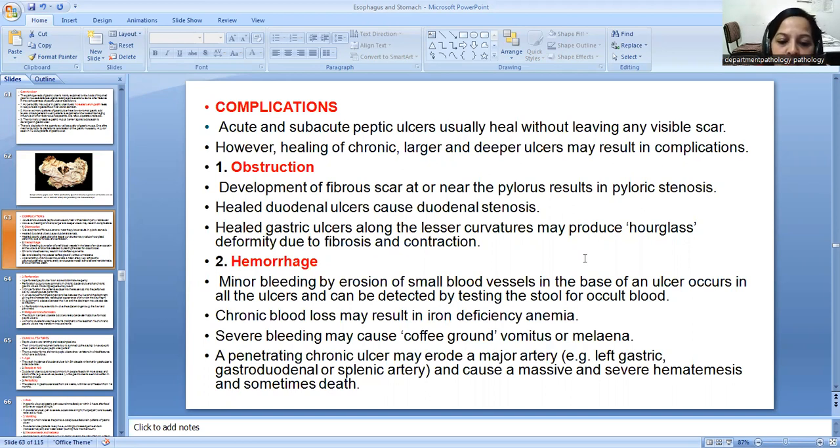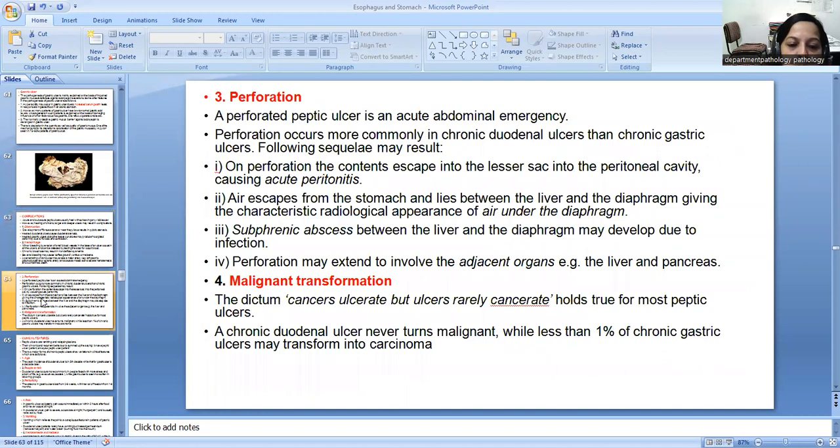Hemorrhage: minor bleeding by erosion of a small blood vessel in the base of an ulcer occurs in all the ulcers and can be detected by testing stool for occult blood. Chronic blood loss may result in iron deficiency anemia. Severe bleeding may cause coffee-ground vomitus or melena. A penetrating chronic ulcer may erode a major artery and cause a massive and severe hematemesis and sometimes even death.